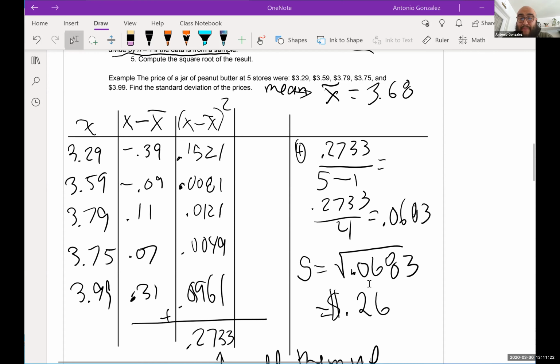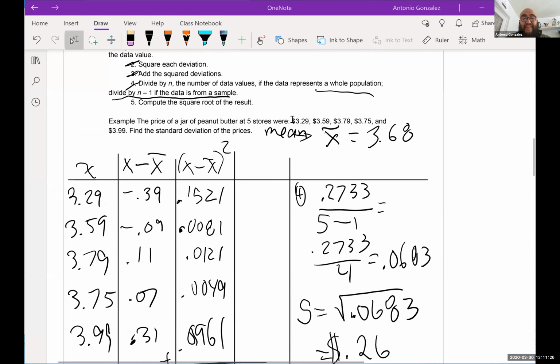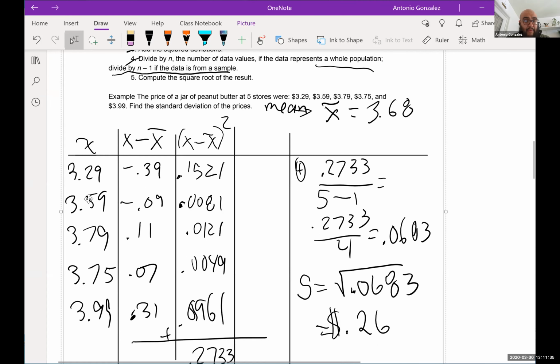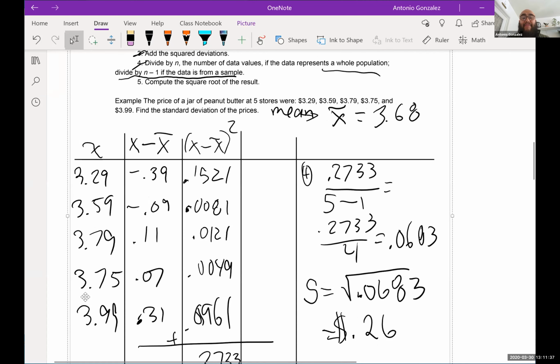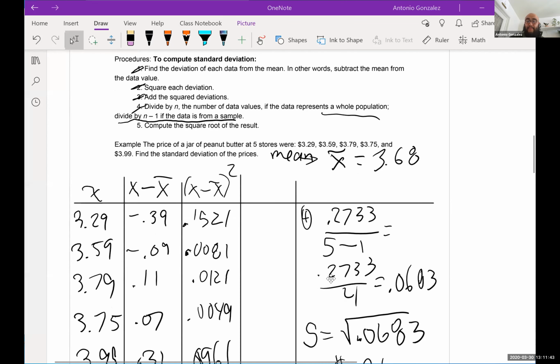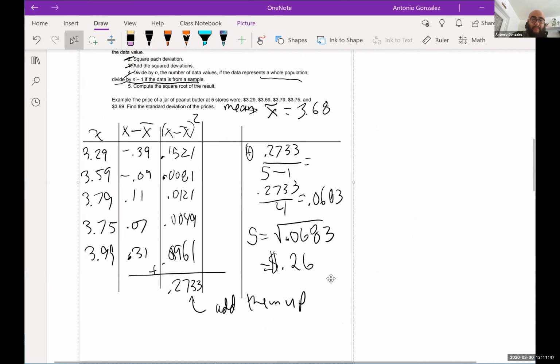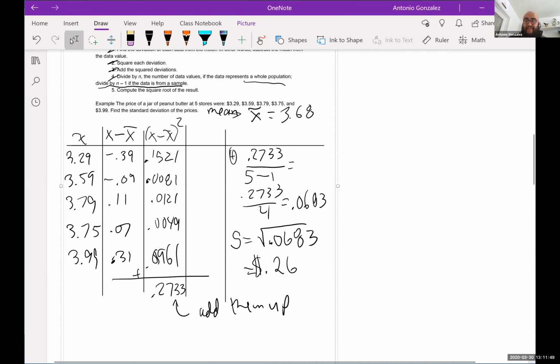Yes, Jorge, we divide by 4 since I'm making the assumption that this is a sample of peanut butter jars at a store. So n is the number of data values. In this case, counting them all up, we have 5 data values. So we just subtract 1. All right. Okay, any questions so far on this example here?